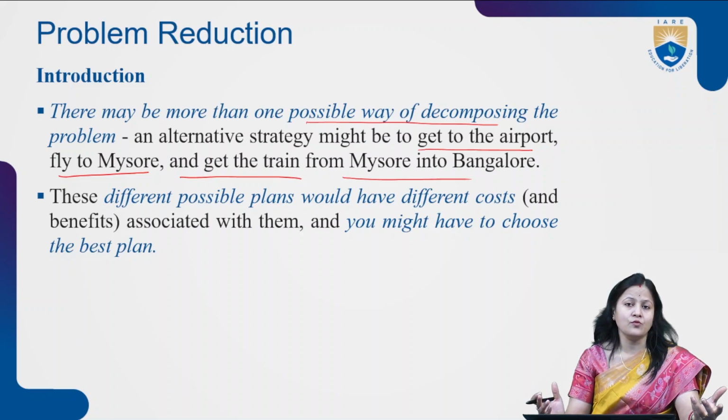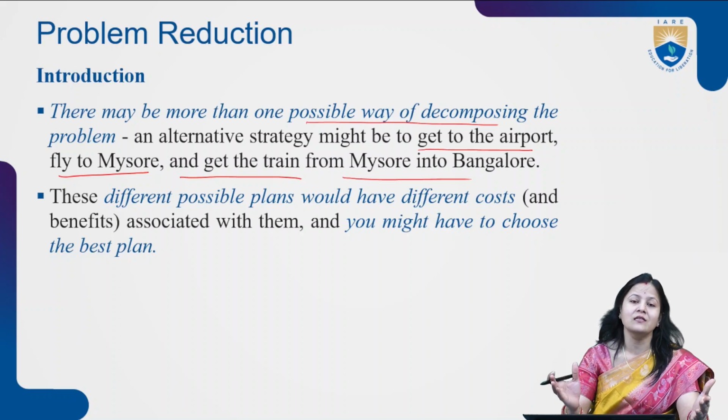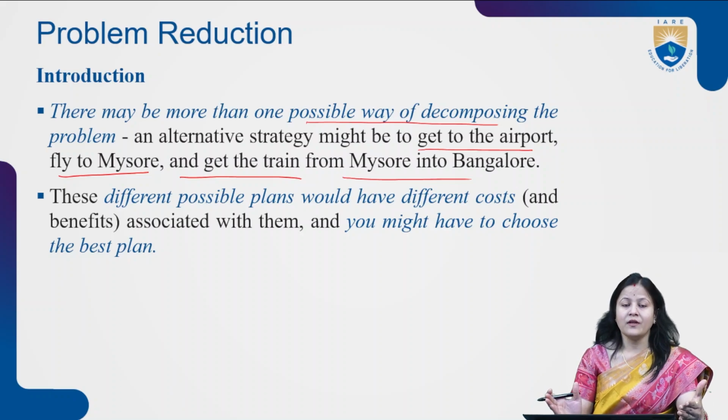So even though there may be many possible ways, which way is cost effective as well as time effective is very important in the case of problem reduction. These different possible plans would have different costs, with respect to time, and benefits associated with them, and you might have to choose the best plan. So problem reduction says that to achieve the goal state, there may be n number of possible solutions, but out of those n possible solutions, which solution provides an effective solution with respect to time and cost. That is the main goal of problem reduction.